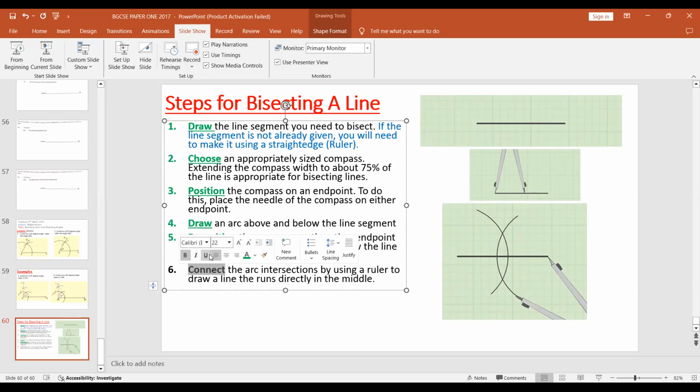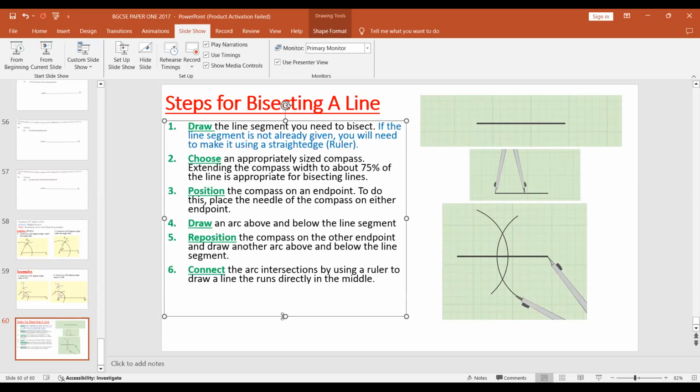Brianna, can you read number 6, please? The sixth step, Brianna. Connect the arc intersections by using a ruler to draw a line that runs directly in the middle. Very good. So we're gonna draw a line that runs directly in the middle.